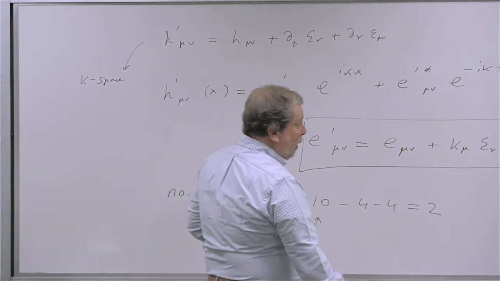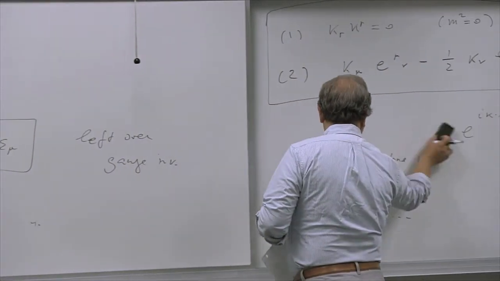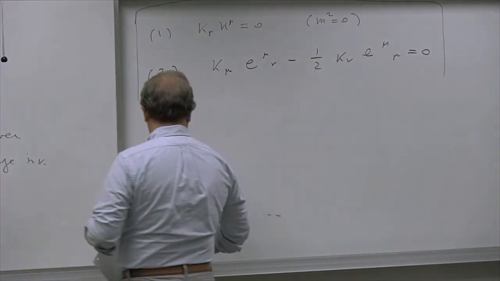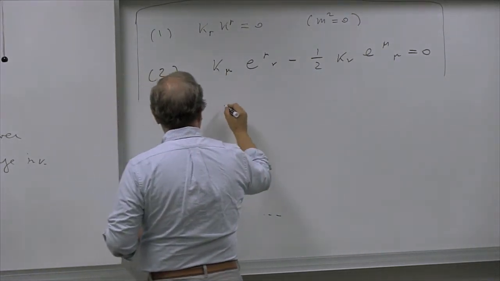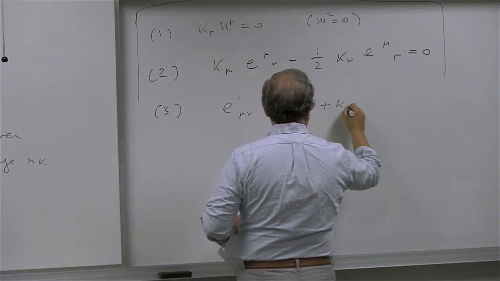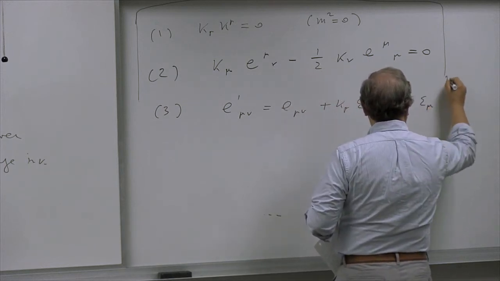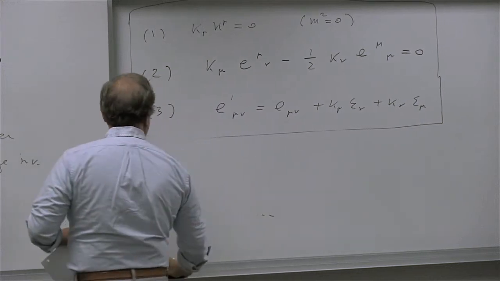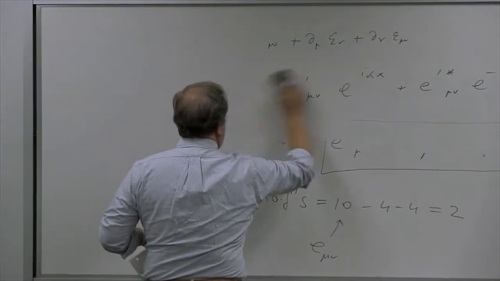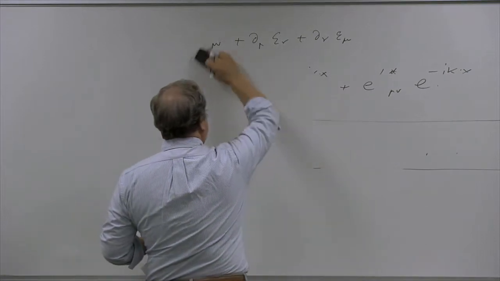And to show that explicitly, I could write it over on this side. So we have number 3, which is that E prime mu nu is equal to E mu nu plus K mu epsilon nu plus K nu epsilon mu. So we want to work out what all that stuff means, obviously in the simplest possible setup, because we are dealing with lots of amplitudes.